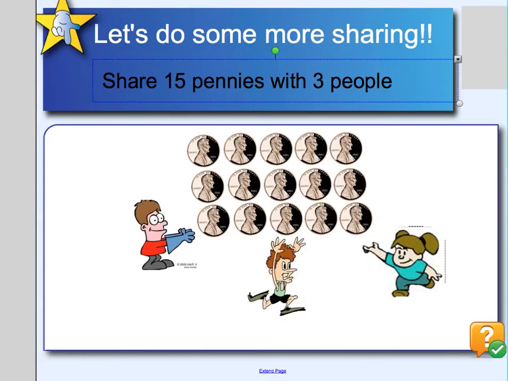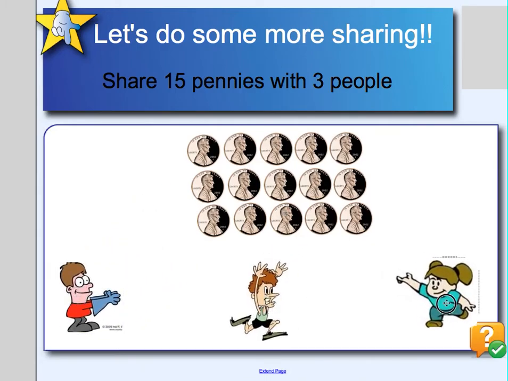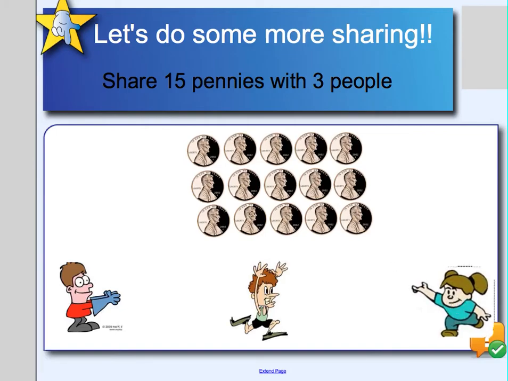Let's do one more problem. So now I've got more pennies. I still have my 3 people here. So let me move them again. And again, the way that we're going to figure this out is we're going to start handing out the pennies so that each person gets a penny.